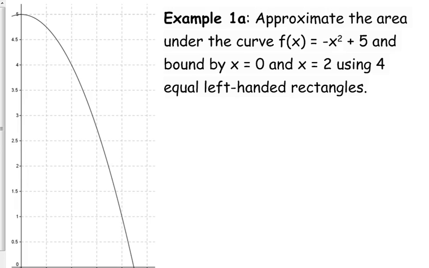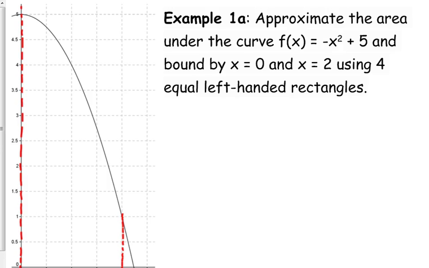So here is our first curve. We've got the function negative x squared plus 5. It is bound by x equals 0, so that's just saying that the y-axis is the left side. That's where we're cutting it off. We're not going anywhere to the left of x equals 0. And x equals 2 is our other cutoff. Okay? So we're not concerned about this little piece right here. We're just looking at between 0 and 2, what is the area under this curve?